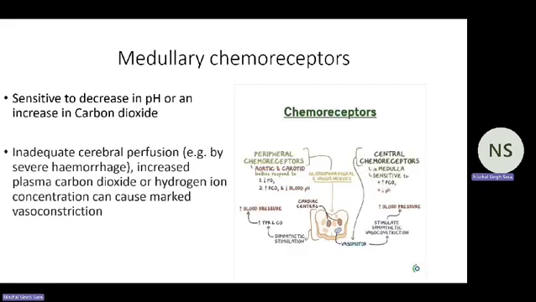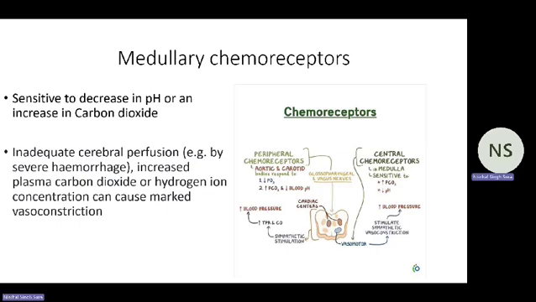The next are medullary chemoreceptors. They are sensitive mainly to a decrease in pH or an increase in carbon dioxide. So if there's any hemorrhage which causes inadequate perfusion to the brain, or increased levels of carbon monoxide or carbon dioxide in the plasma, or even hydrogen concentration, this would cause vasoconstriction in the body.